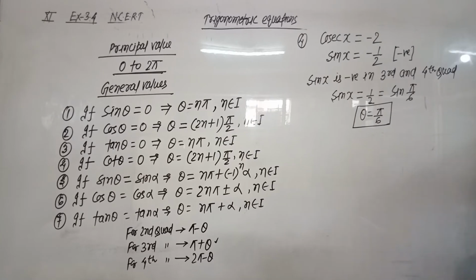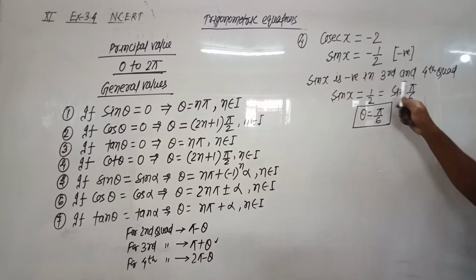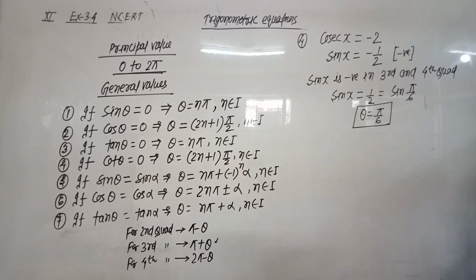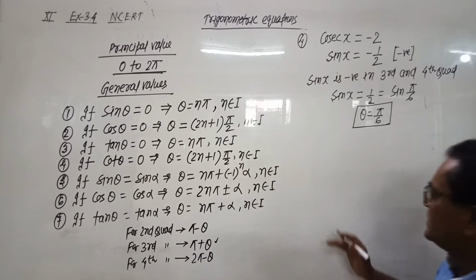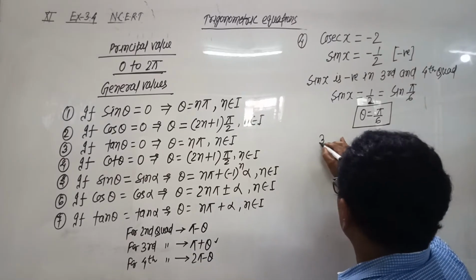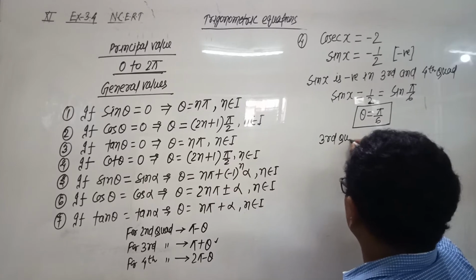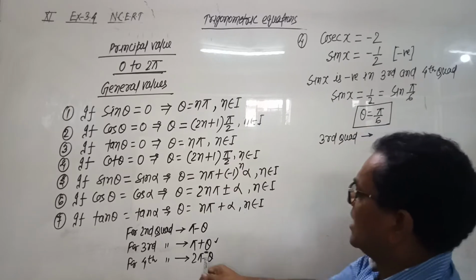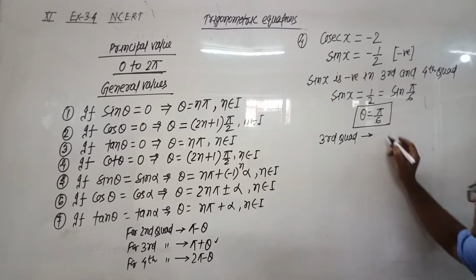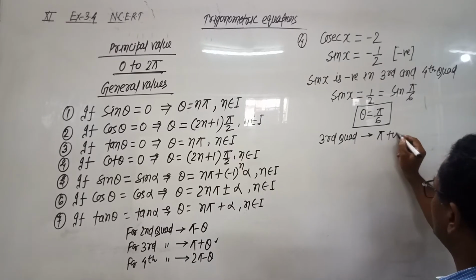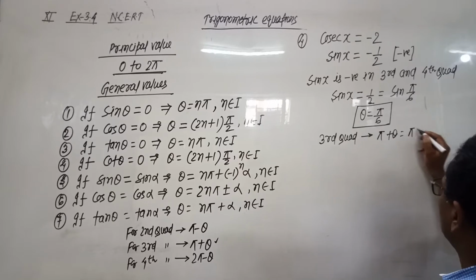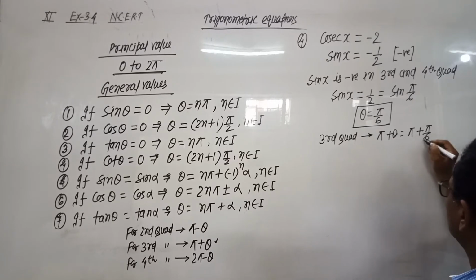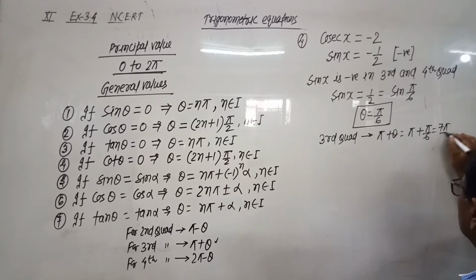Then we have to find the principal value, and we have determined that sin x is negative in the 3rd quadrant and in the 4th quadrant. So we will find the principal values in the 3rd and 4th quadrants. For the 3rd quadrant, we use the formula pi plus theta. So pi plus pi by 6 gives 7 pi by 6. This is the first principal value.